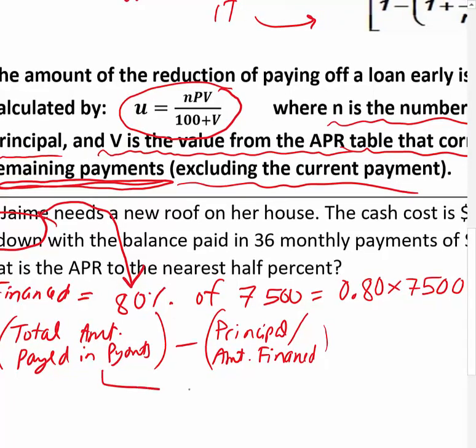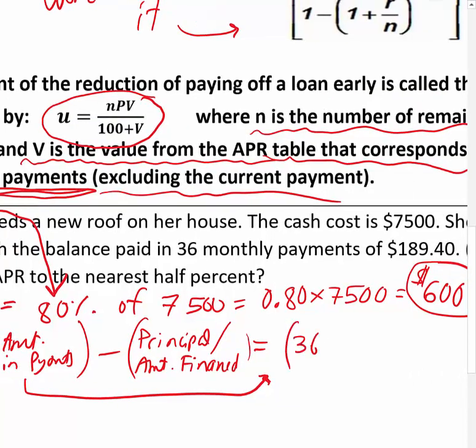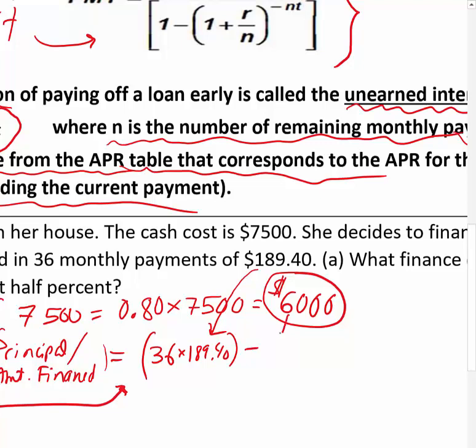Alright, so the total amount paid in payments would just be how many payments she made times how much each payment was. There were 36 payments, and each payment was $189.40. Whatever we get from that, we're going to subtract the amount that she took out as a loan to begin with, 6,000. So when you calculate that out, what do you get? I got $818.40.